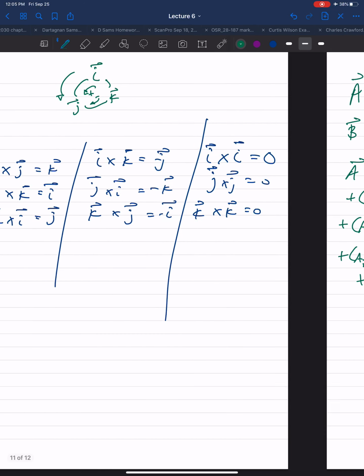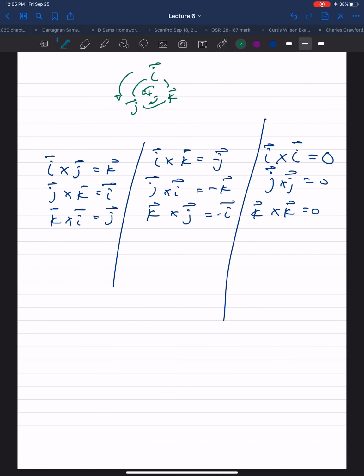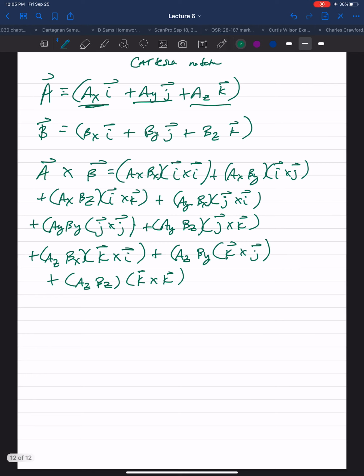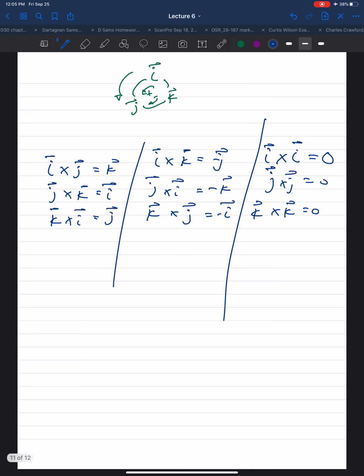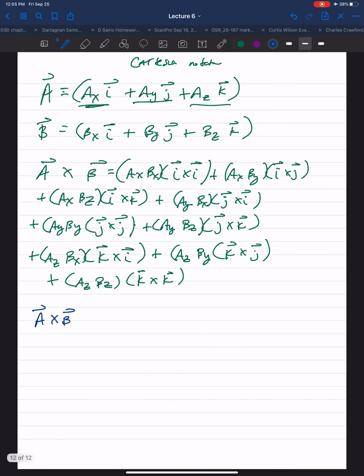Well, from the previous page, where we know I cross I is 0, J cross J is 0, K cross K is 0, or I cross K is negative J, and likewise and so forth, we can simplify this expression. So rewriting this now, or simplifying, I should say, A cross B. Once again, any unit vector cross itself is 0. So we have an I cross I here. This gives a 0. We have a J cross J here. This gives a 0. This whole thing is 0. This whole thing is 0. We have a K cross K. Whole term is 0.